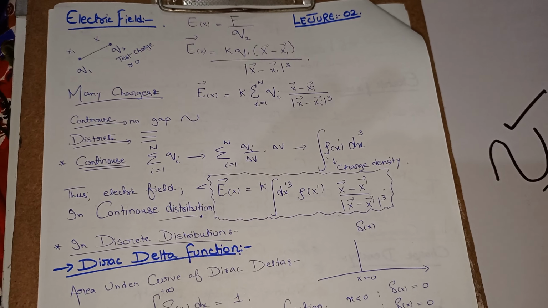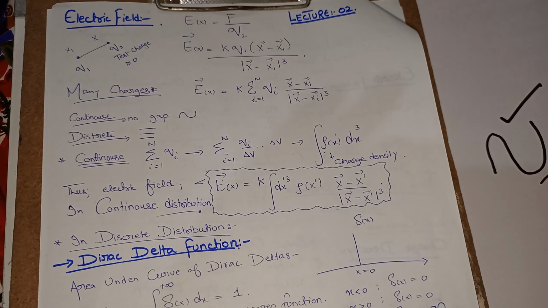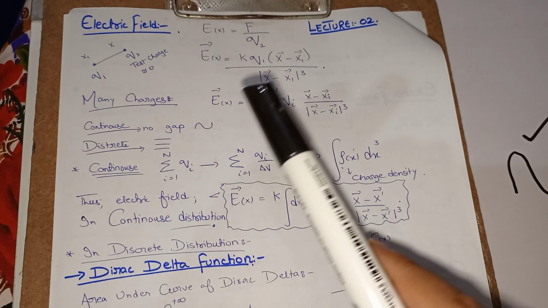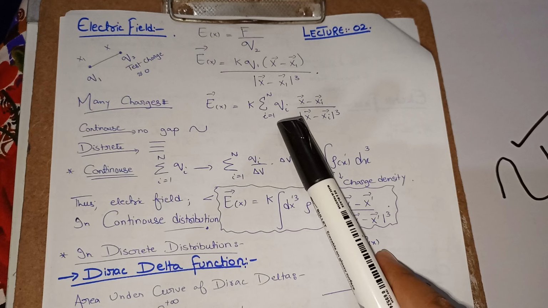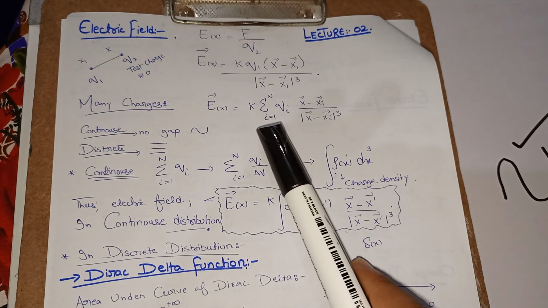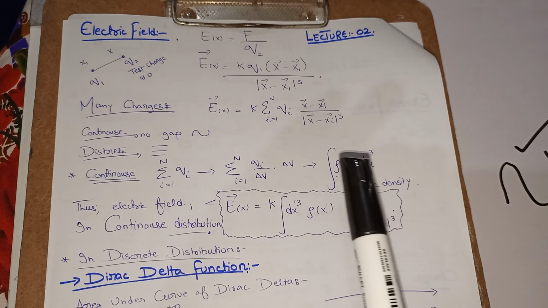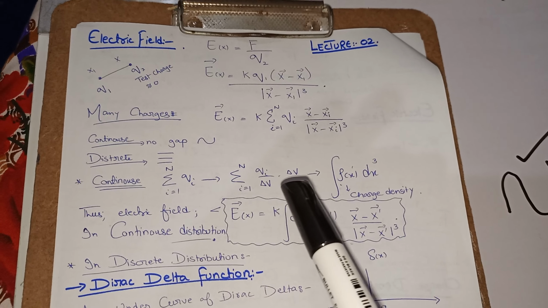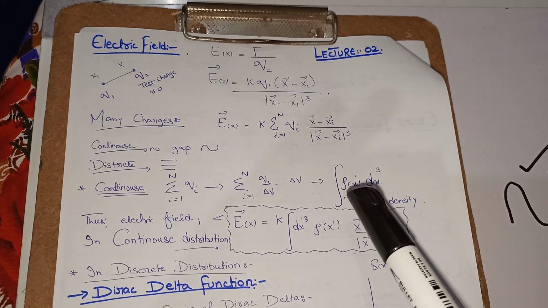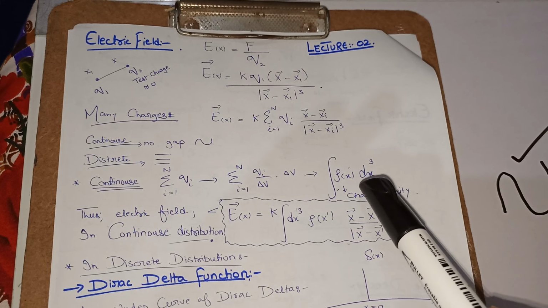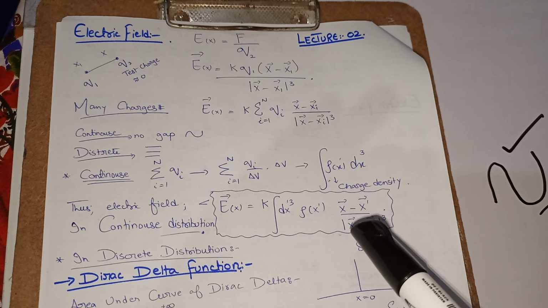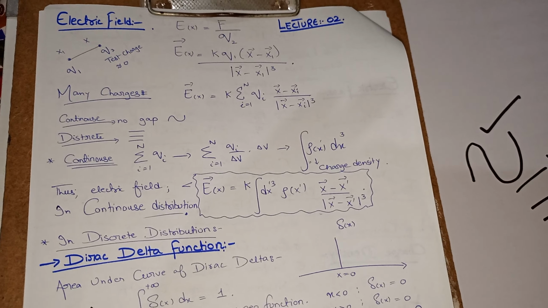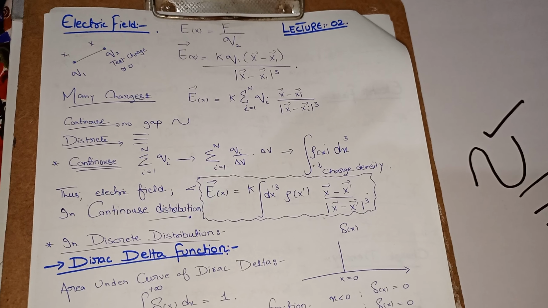Okay, so now we can also construct this. You just have to put the value of summation i equals 1 to n of qi in your main formula, when there are n number of charges. So this is the summation qi. You just have to put this, so it becomes k as it is, and summation qi equals this integral of rho, which is the charge density, times d^3x, and similarly this thing as it is. So this is the electric field in the case of continuous distribution.